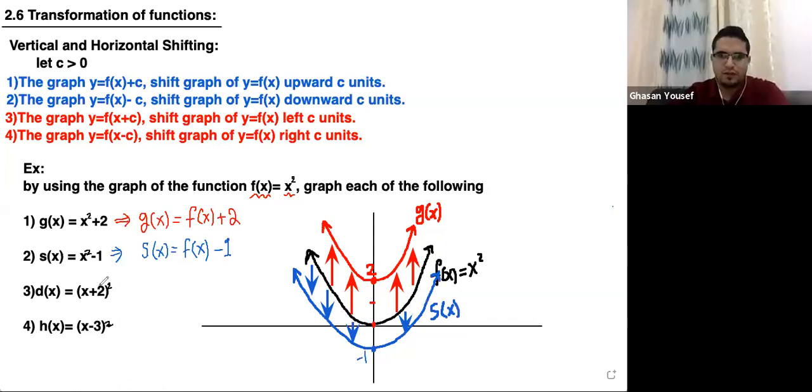Now for the third one, how can we graph the third one, d of x equal x plus 2, everything squared? Yes, Anta. For the third one, how can we graph d of x equal x plus 2, everything squared?